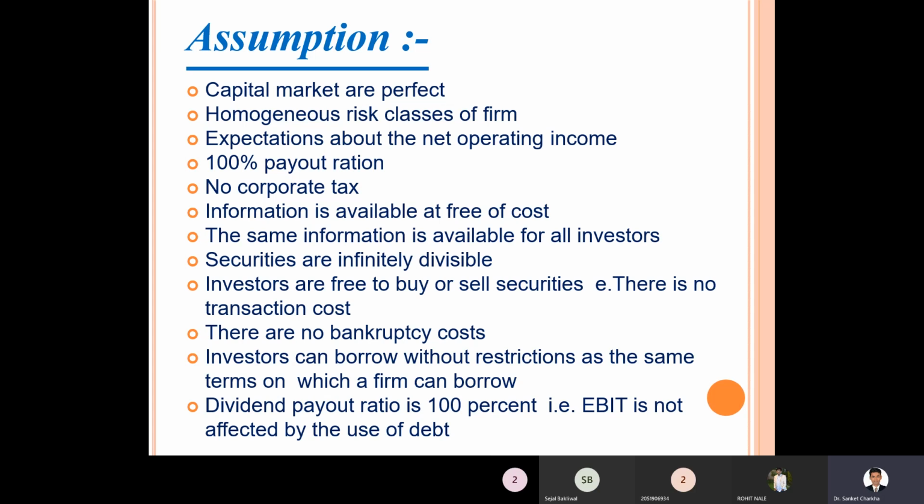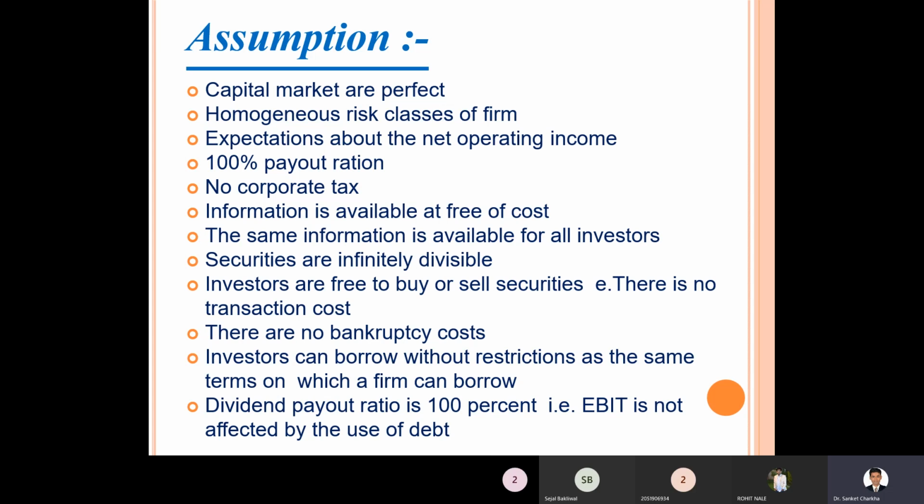The next assumption is that there are no bankruptcy costs. So there is no situation or scenario wherein you have to incur a certain cost with respect to your bankruptcy. There is an absence of bankruptcy cost or any cost which may be incurred in an additional position.